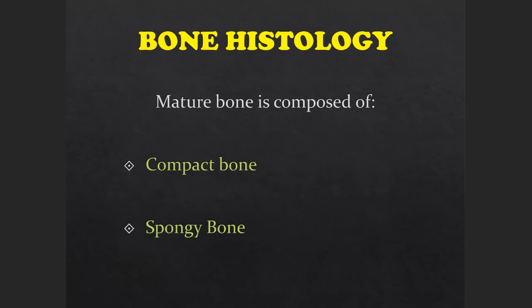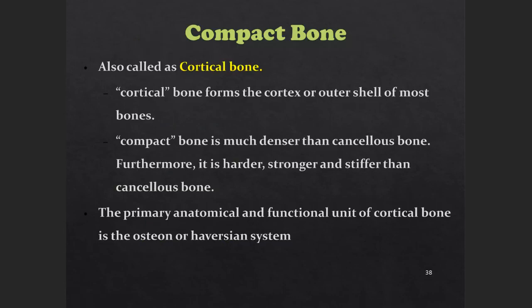Now, bone histology, as we have discussed in the classification: compact or cancellous bone. Compact bone, also called cortical bone, forms the cortex or outer shell of most bones. Compact bone is much denser than cancellous or spongy bone. This is very obvious. Furthermore, it is harder, stronger, and stiffer than cancellous bone. The primary anatomical functional unit of cortical bone is the osteon or Haversian system. You have to remember that.